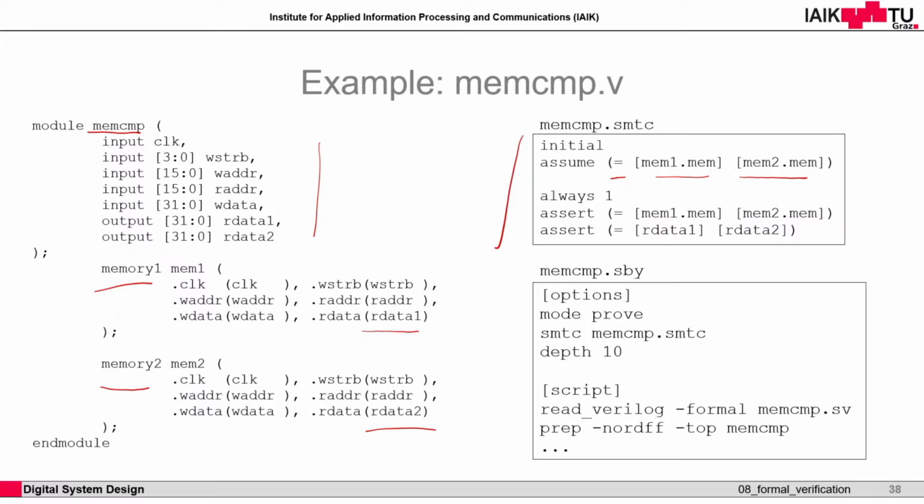And then you create your assertions. The first assertion is that the memory elements of both memories will stay the same all the time, forever and always. So whenever you write something, this goes into both memories, and you always read the same data, RData1 and RData2. And then you have basically a symbiosis script to read all the files, and it creates, or it tries to create, a proof that both memory elements are the same.